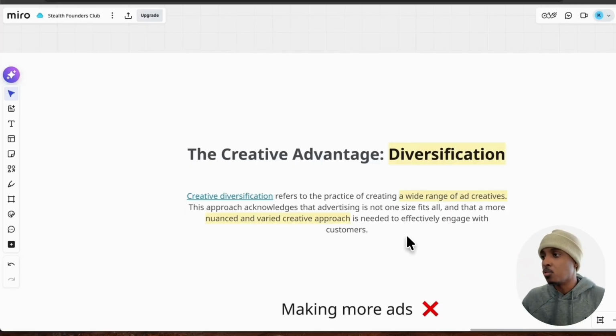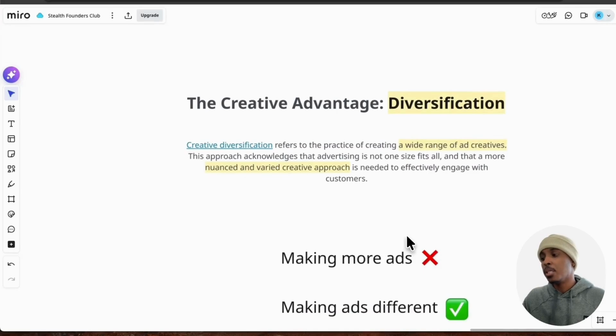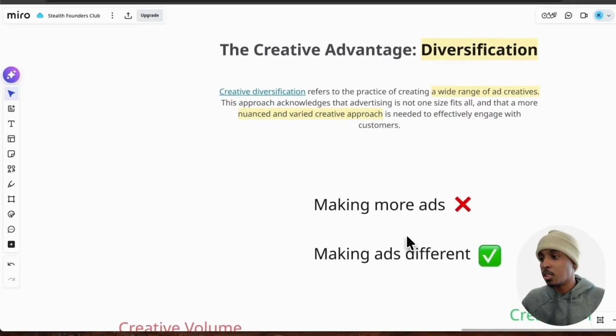And I think people read that or hear about it and think that just means making more ads, like they need a large volume of ads. But really, what creative diversity means is making ads that are different. So it doesn't need to necessarily be more ads. You can have far fewer ads, but just make sure they are different from each other. Right, so I'll give you an example.